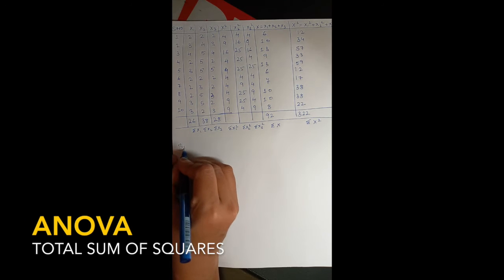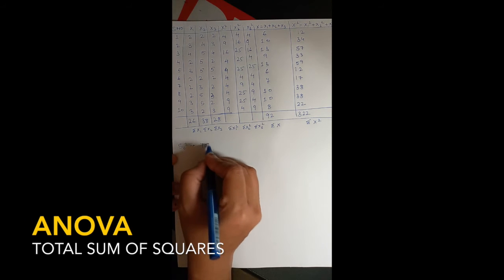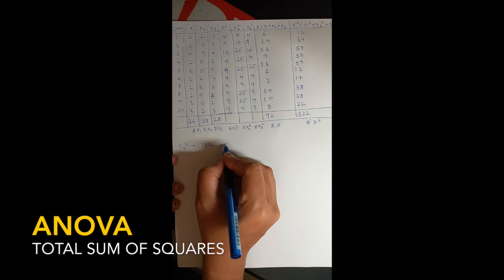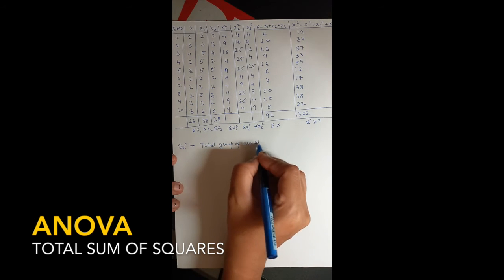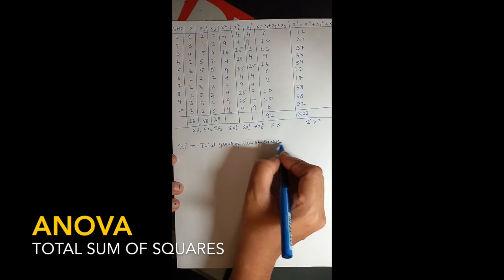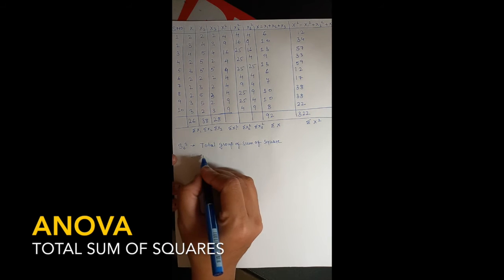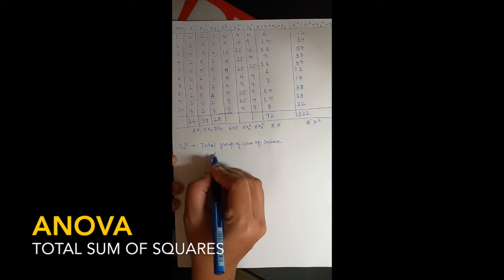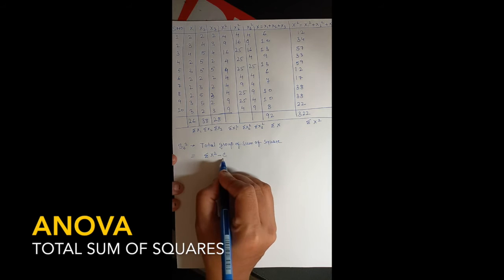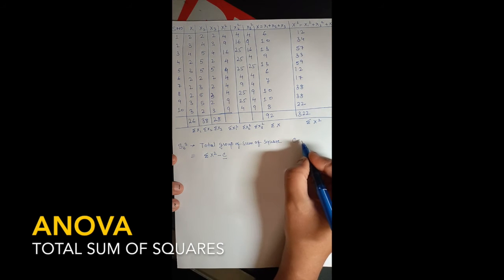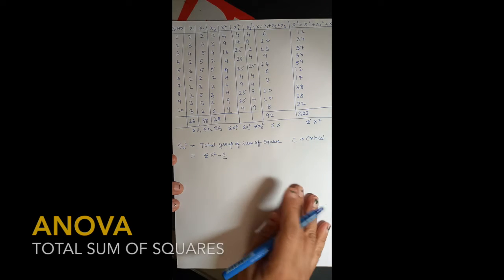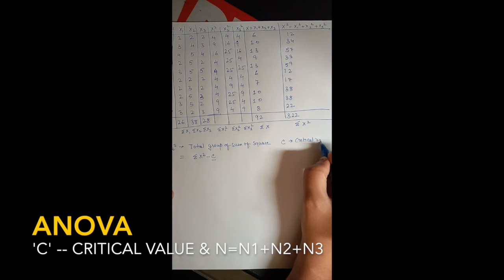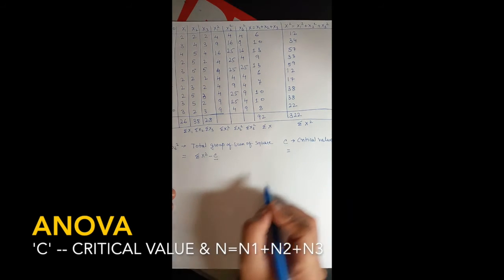Right, so here the first step of calculation of ANOVA is to calculate ST square, that is the total group sum of square. The formula for that is very simple: we take the sum of x square, that is the last column that you can see, minus c. What is c here? C is the critical value. So we will calculate the critical value that we need to deduct from the sum of square.